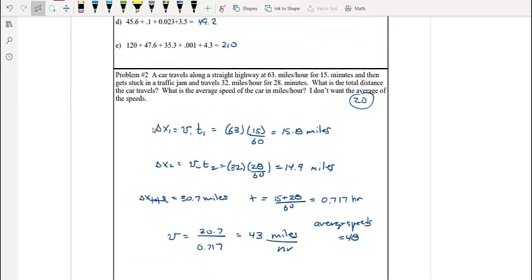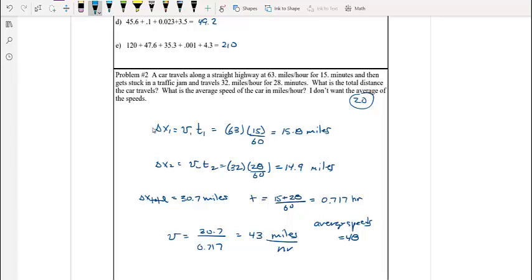Okay, next problem. You had a car traveling at 63 miles per hour for 15 minutes. So you have to convert minutes to hours. So you just divide by 60. So this is 0.25 hours times 63 miles per hour.